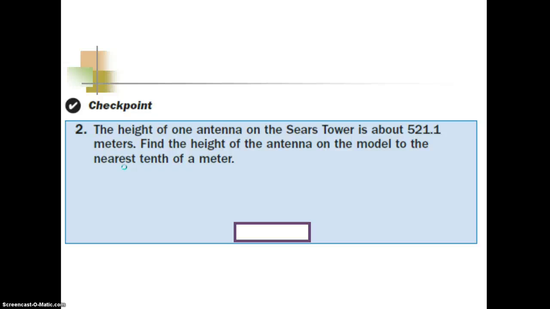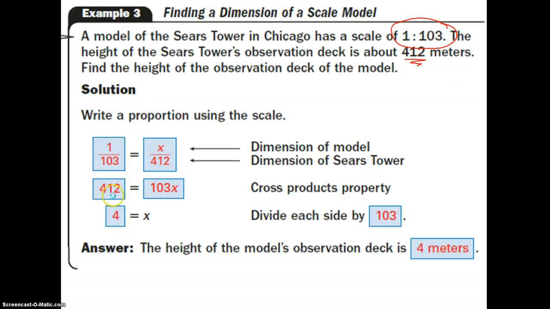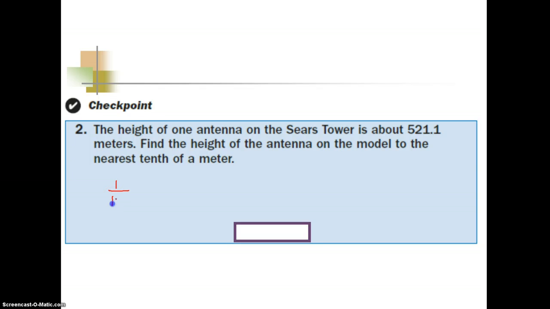Pause the video and try number 2. You are using the same scale from before, 1 over 103. The height of one antenna is about 521.1 meters. Find the height of the antenna on the model. The height is 5.1 meters.